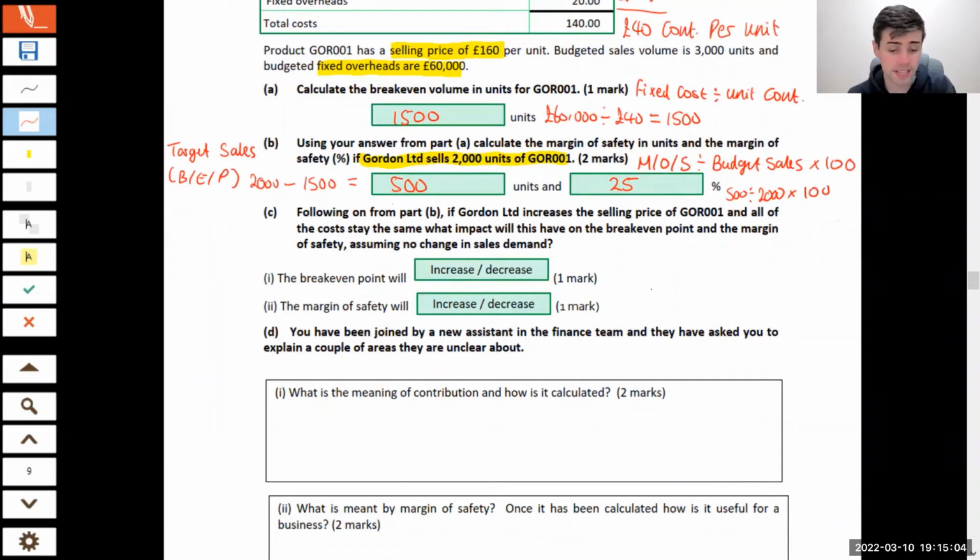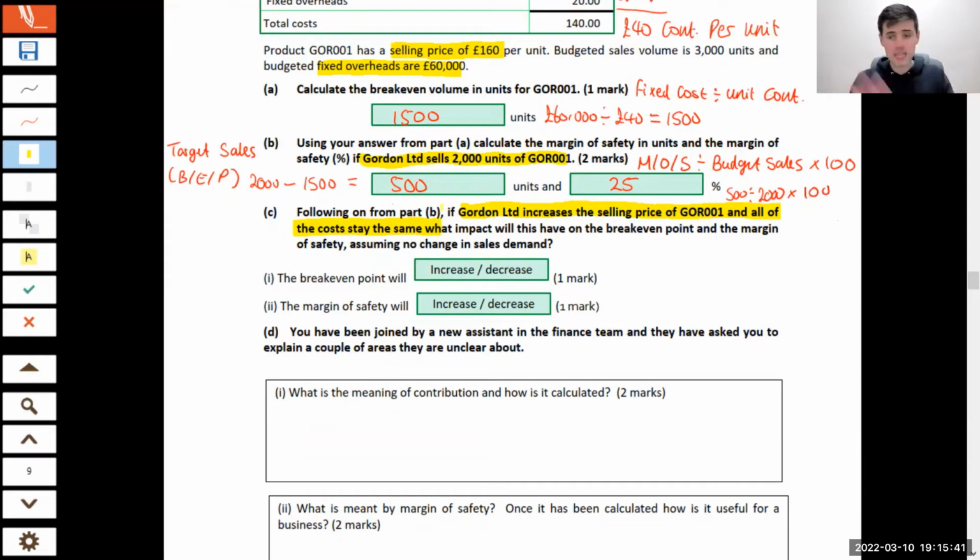Last little bit, part C, following on from part B, you can see, as I said, there's a lot of linking going on here, isn't there? If Gordon increases the selling price and all of the costs stay the same, what impact will this have on the break-even point and the margin of safety? Before we work through this, each of these, the break-even point and the margin of safety, will either increase or decrease. So let's reconfirm the information there. I'm saying that I want to increase the selling price, but all of my costs are staying the same, okay?